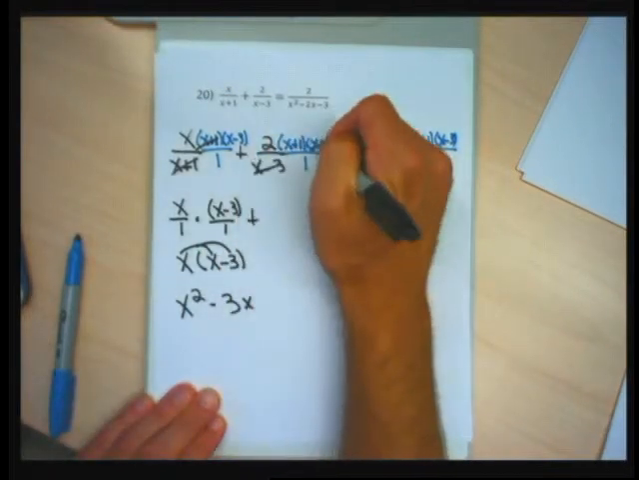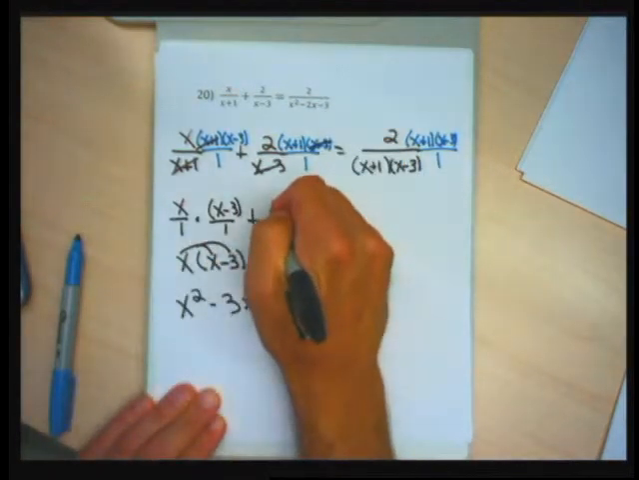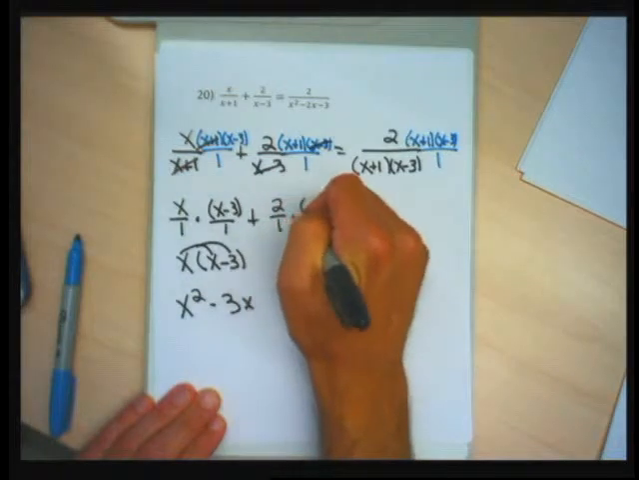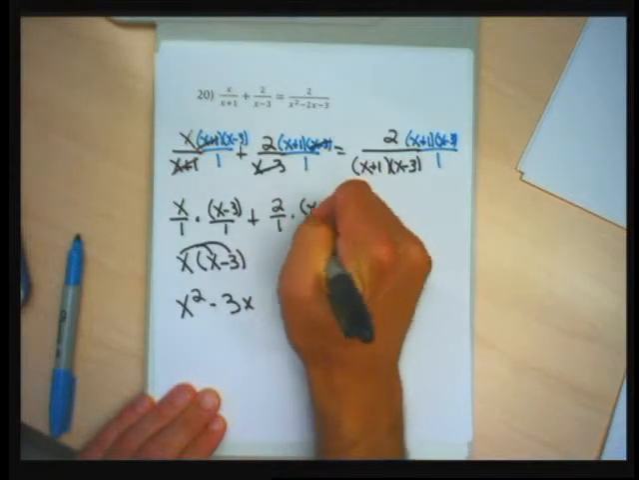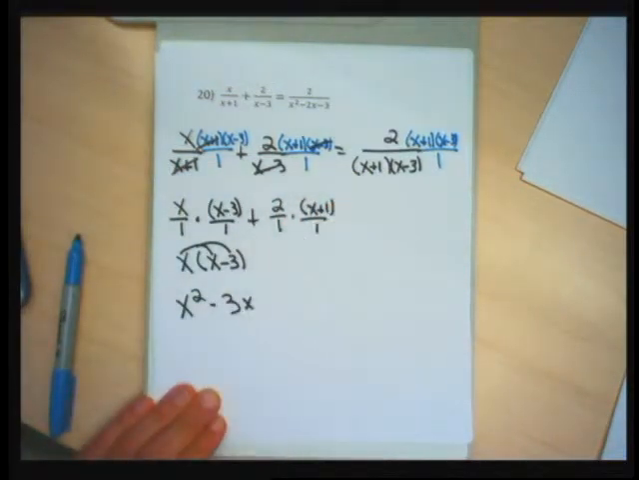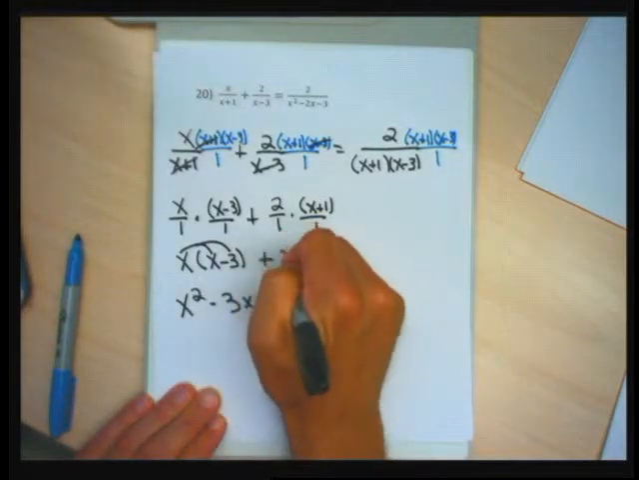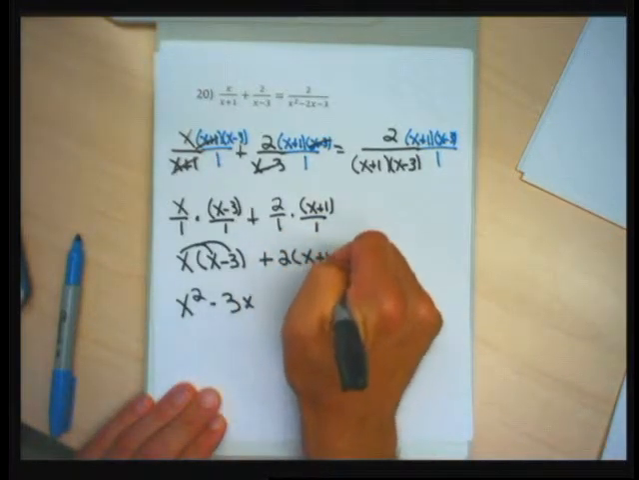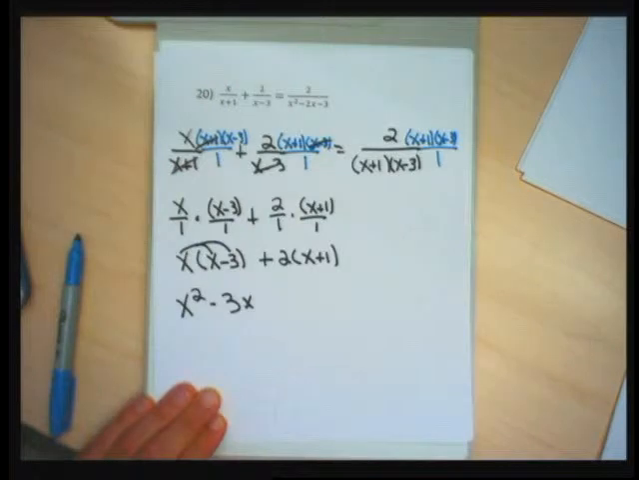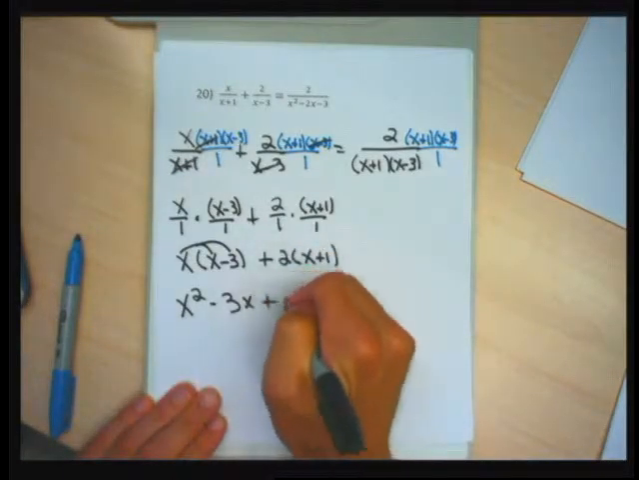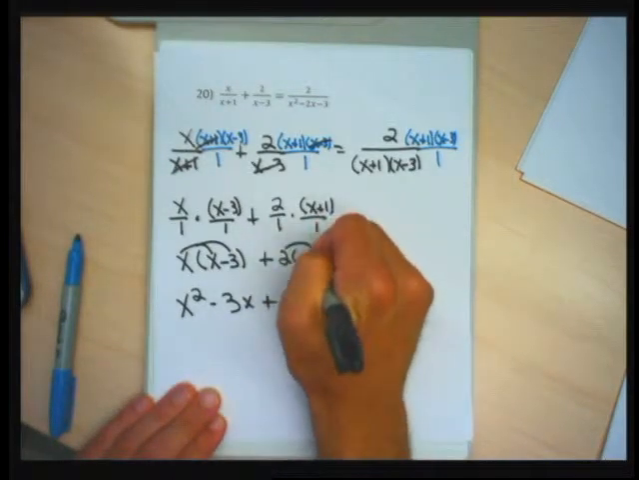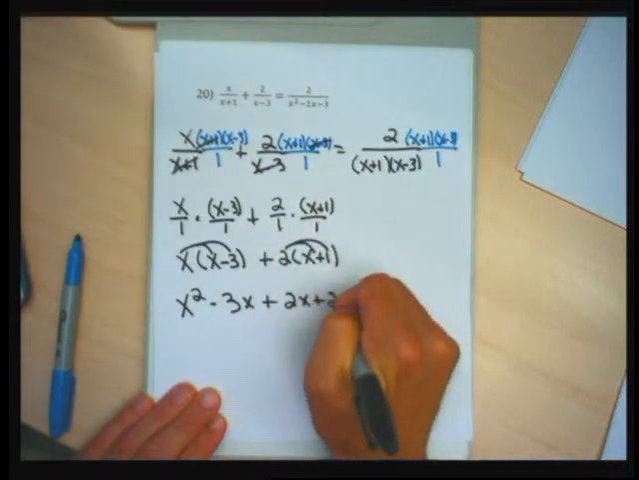Next piece, cancel the x minus 3s. I'm left with 2 over 1 times x plus 1 over 1. Don't need the over 1s. Do need the plus 2 times x plus 1 on that side. And when I do that, I'm going to get 2x plus 2. I'm going to multiply the 2 by the x and get 2x, the 2 by the 1 and get plus 2.